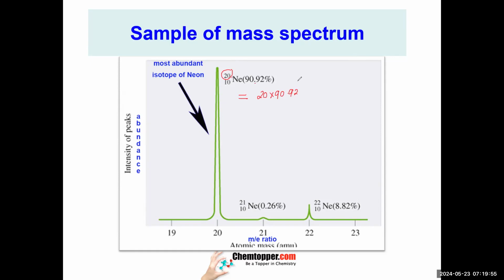20 times percent abundance plus 21 times 0.26 plus 22 times 8.82, divided by 100, because you are assuming that there are 100 atoms. You are working with percent, so we assume that there are 100 atoms, and when you do it like this, you will get the weighted average.